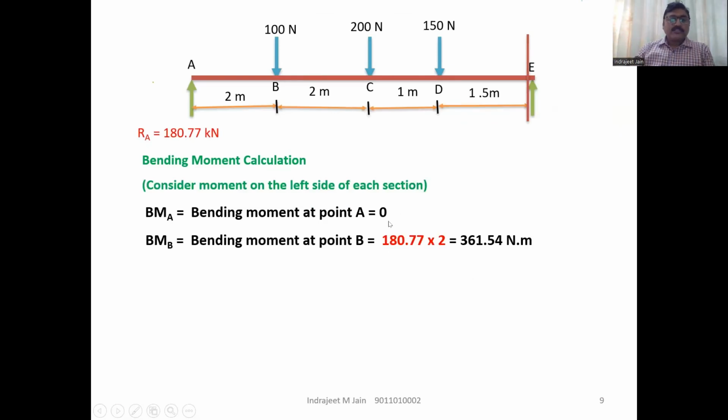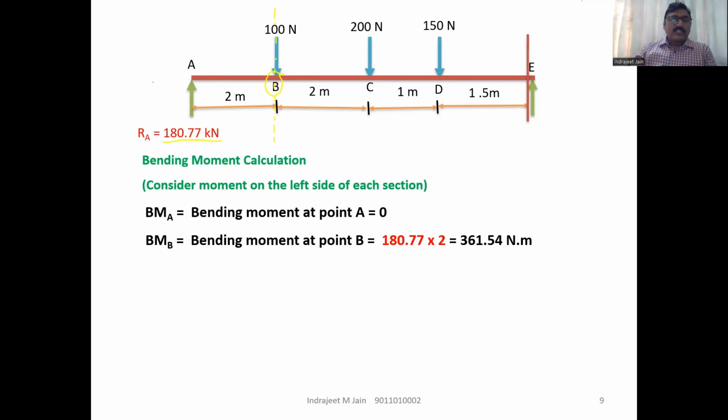Moment at A is equal to 0. Now we'll take the bending moment at the next point, that is B point. This is your point B. On the left side of this section B, the force is 180.77 kilonewton upward on the left side of this section.